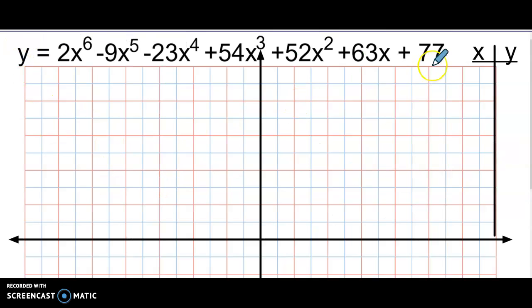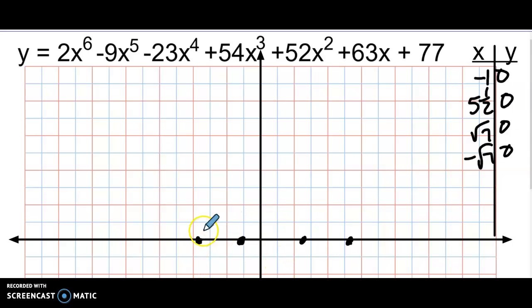Okay? So my x-intercepts were -1, 0. 5.5, right? 11 halves is 5.5, 0. Square root of 7, 0. Let's see, square root of 9 is 3, so a little less than 3. And negative square root of 7, 0. Those are my zeros. And again, I would find some spots in between and see what's happening.